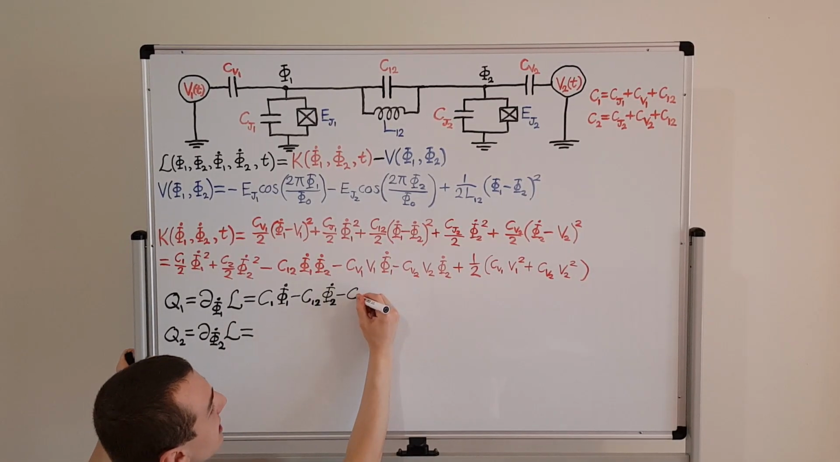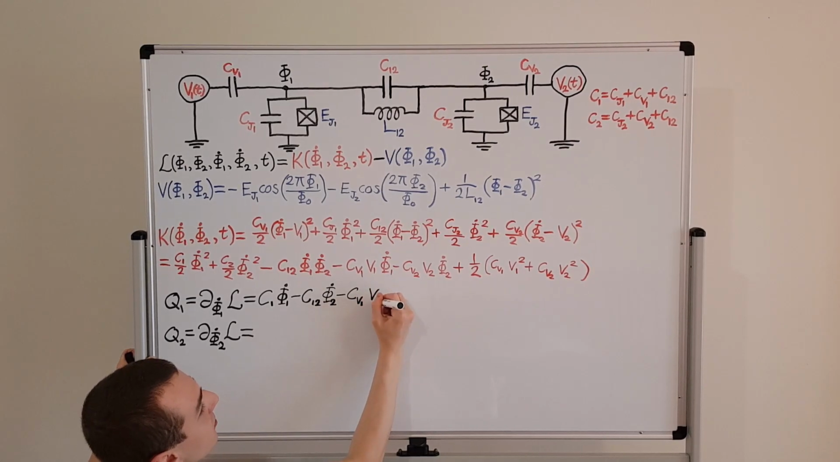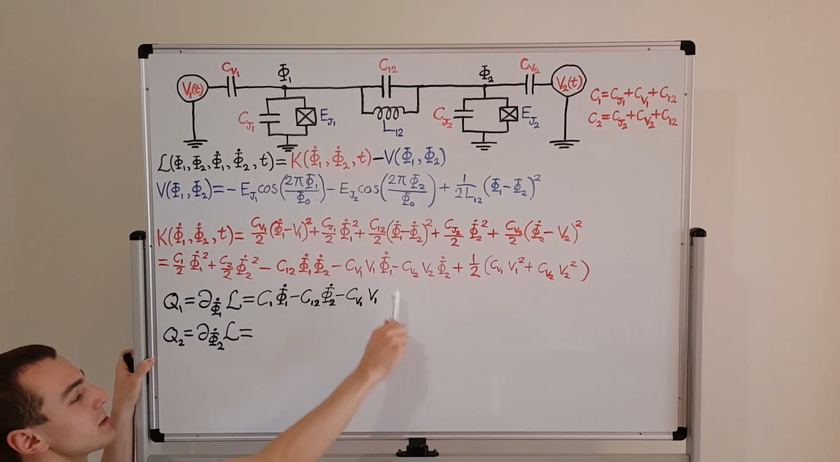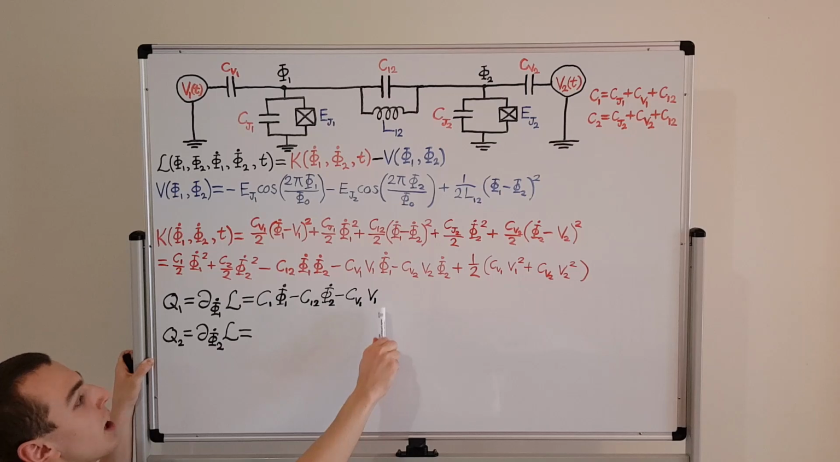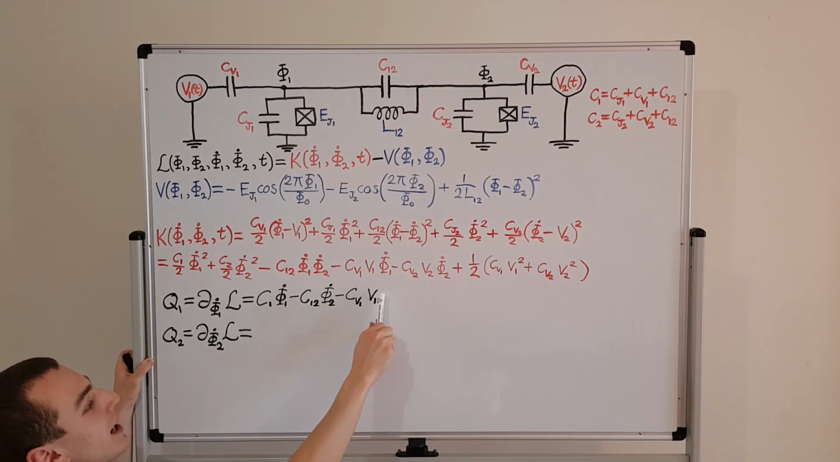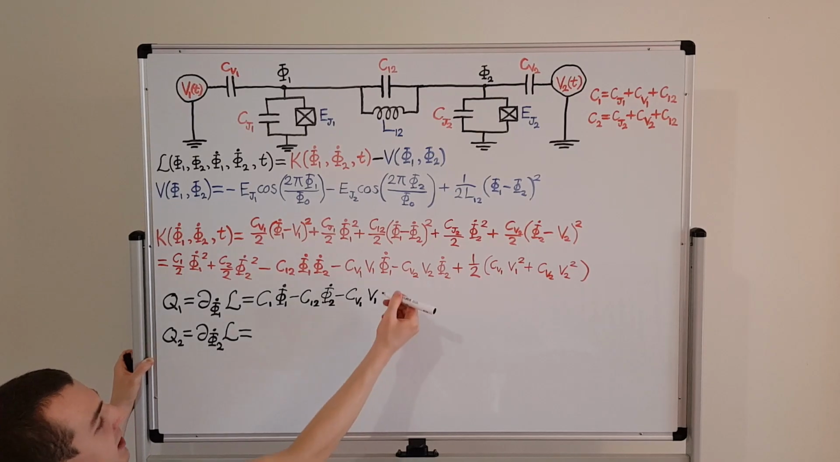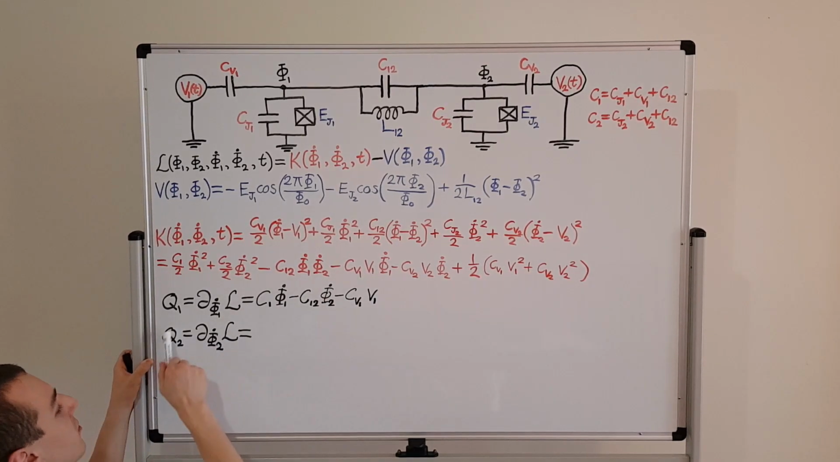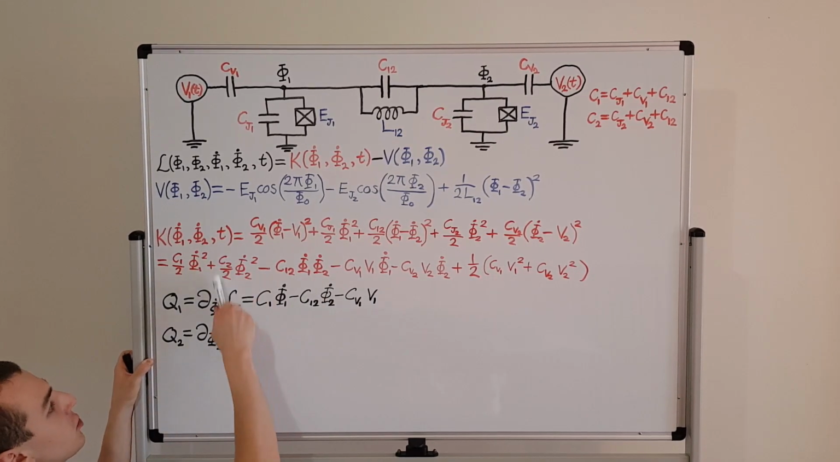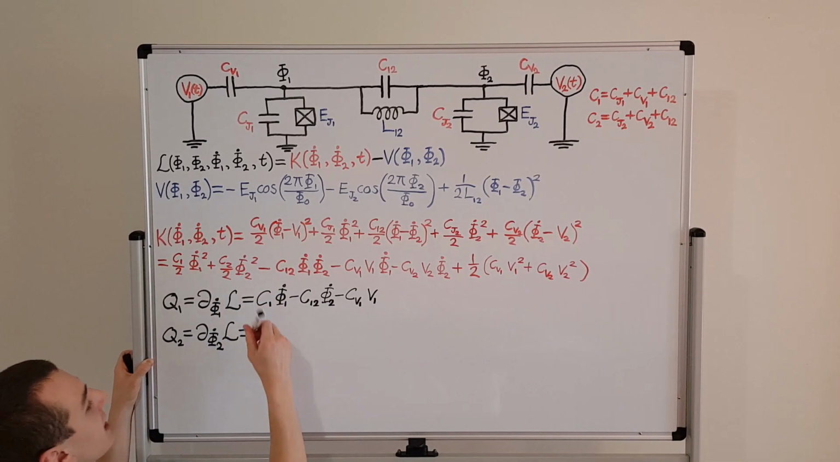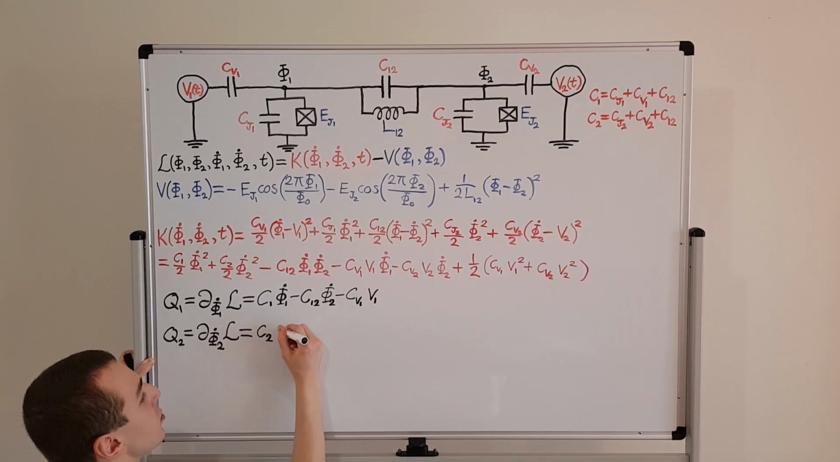So we have CV1 and then V1. It's constant with respect to the coordinates and the velocities, but it is not constant with respect to time. This is a time-dependent function. And there are analogous terms that emerge for Q2. For Q2, this term gives us C2 phi2 dot.